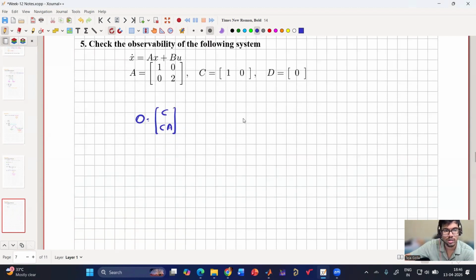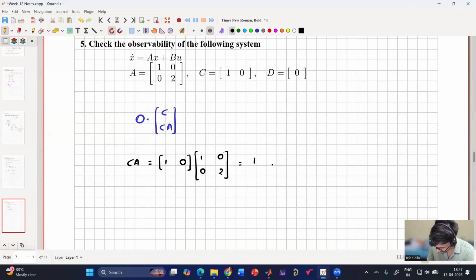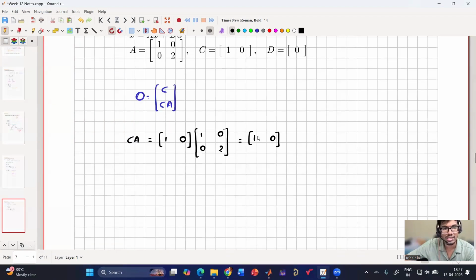Now C is [1, 0]. So CA is what we have to calculate now. CA is [1, 0] and A is [1, 0; 0, 2]. So the first row will be 1, second row will be 0, I guess, right? So it is [1, 0].